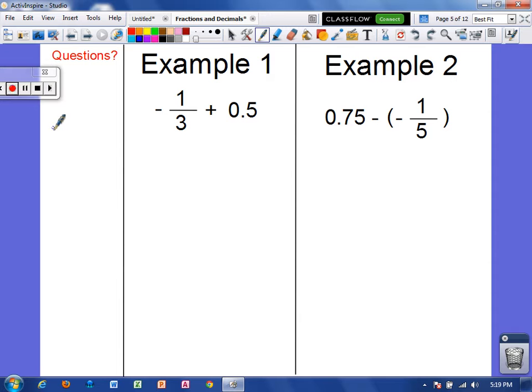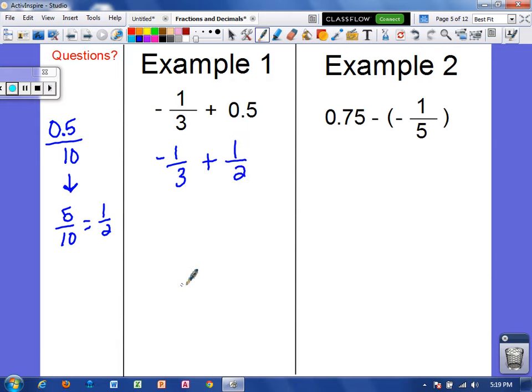So 0.5, I'm going to put that as the numerator in a fraction. Now I put a 1 below the decimal and a 0 below the 5. So that really means 5/10, which we know reduces to 1/2. So I have -1/3 plus 1/2. Now I have to have common denominators. So I'm looking for the least common multiple of 3 and 2, which would be 6. So I'm going to have a negative something over 6 plus something over 6.